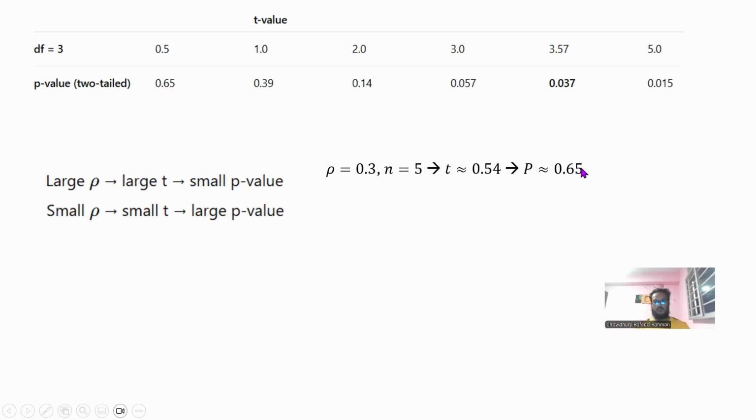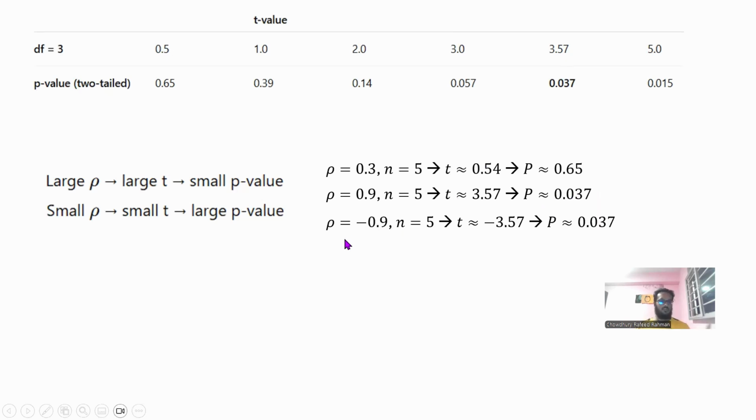And so for this case, we cannot really reject the null hypothesis. That means the correlation is not significant, basically. So the null hypothesis cannot be rejected. If we have a much higher correlation with the same number of samples, we're going to see a much higher t value, and for the much higher t value, we're going to have a very small p value. So this is statistically significant. You can reject the null hypothesis, and so the correlation is significant.